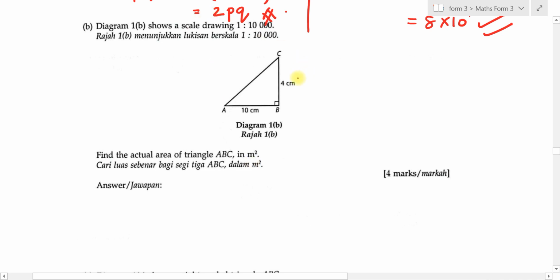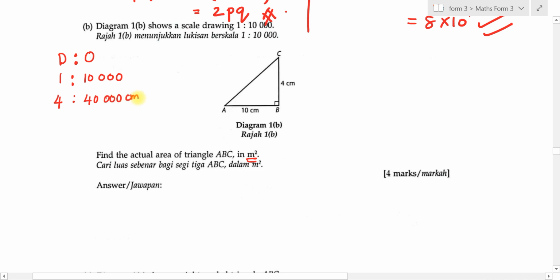So first we need to find the area in meter square. We try to find the actual length of AB and CB first. Then only we do the area part. So always remember your scale drawing. The ratio given is drawing to the object. Okay, drawing to the object. And remember, when I tell you 1 to 10,000, this 10,000 must be in cm. Both are in cm.